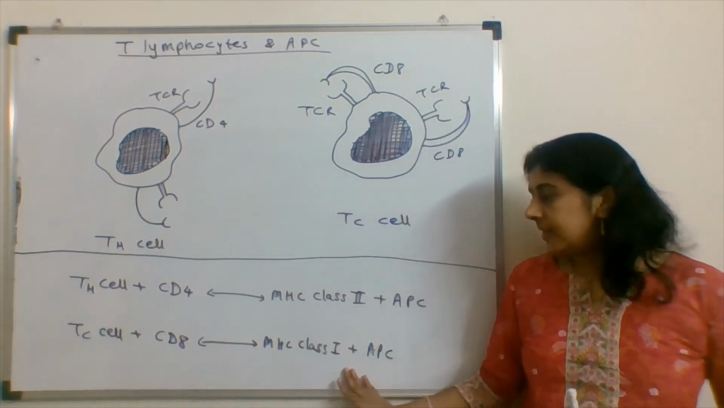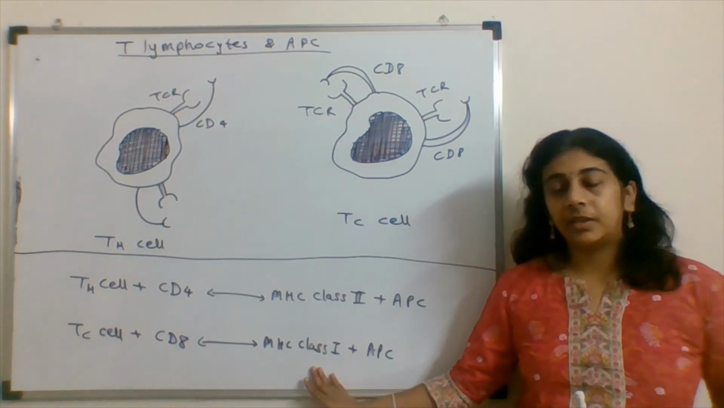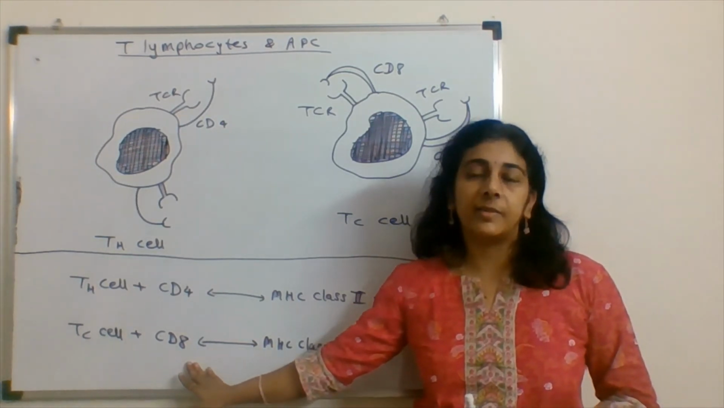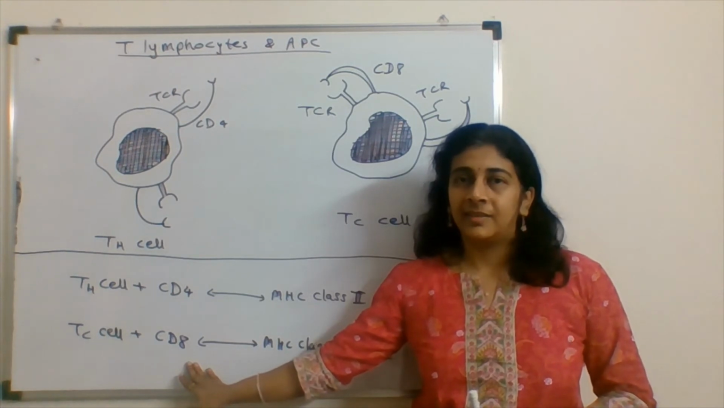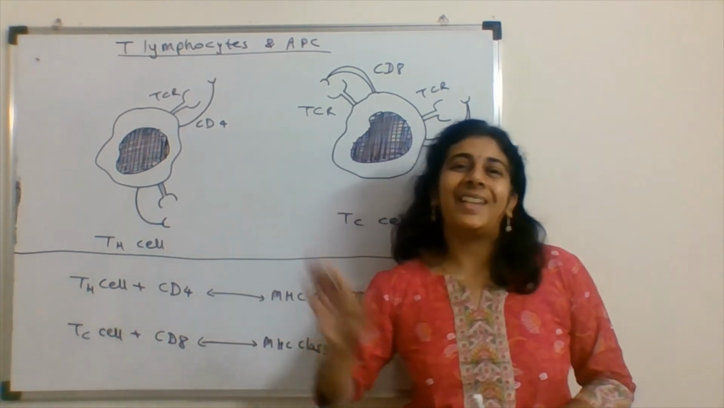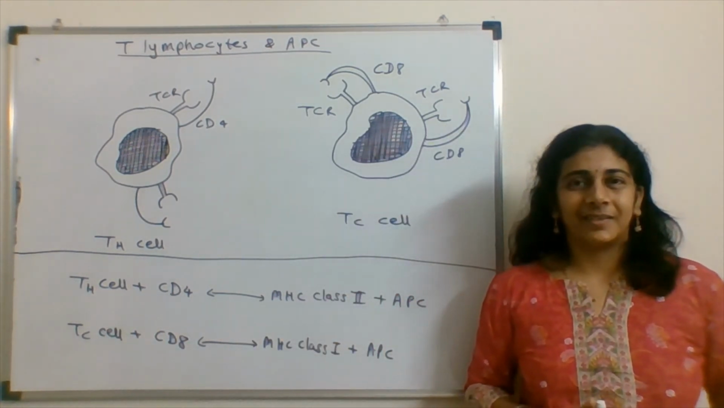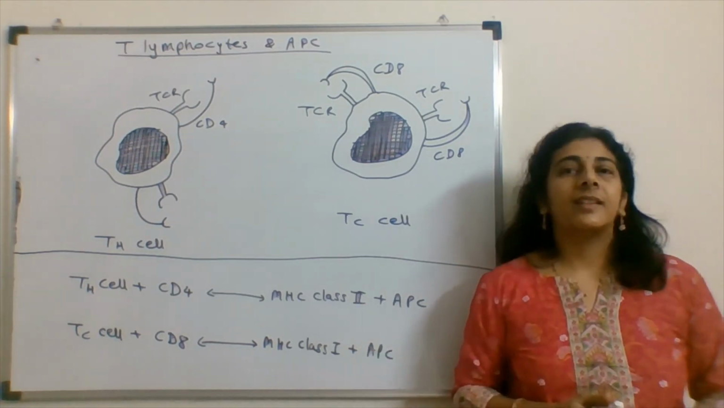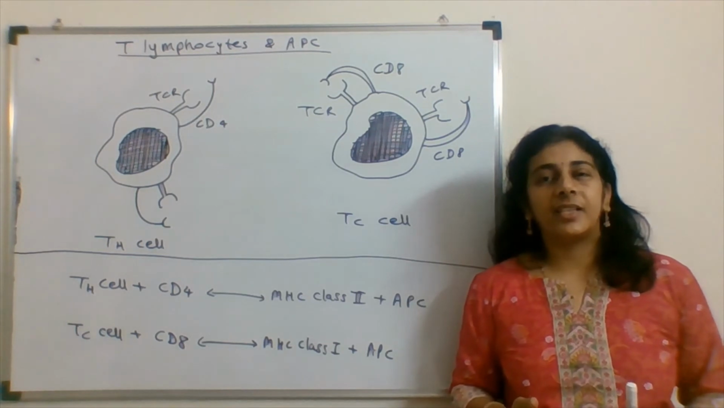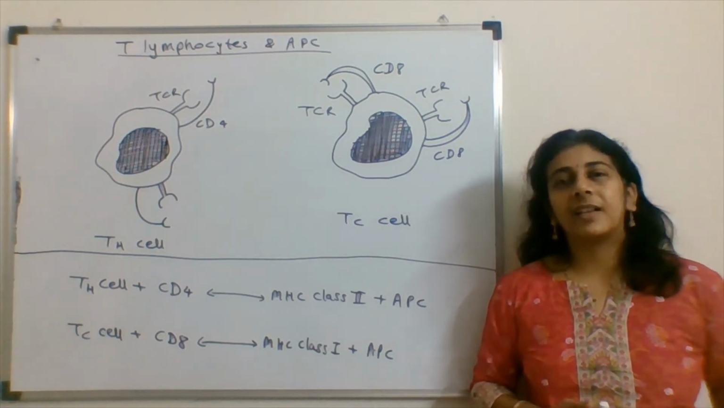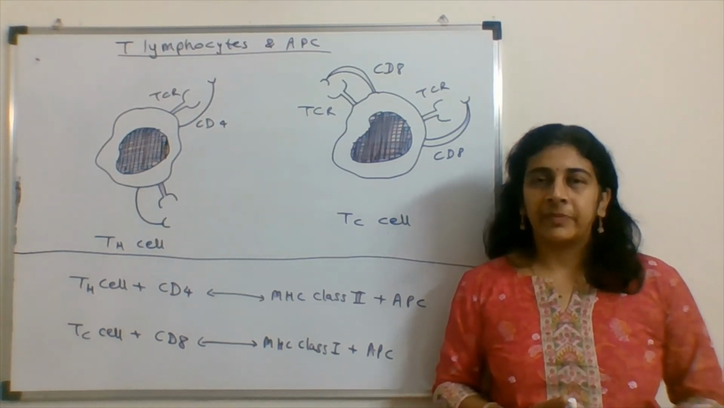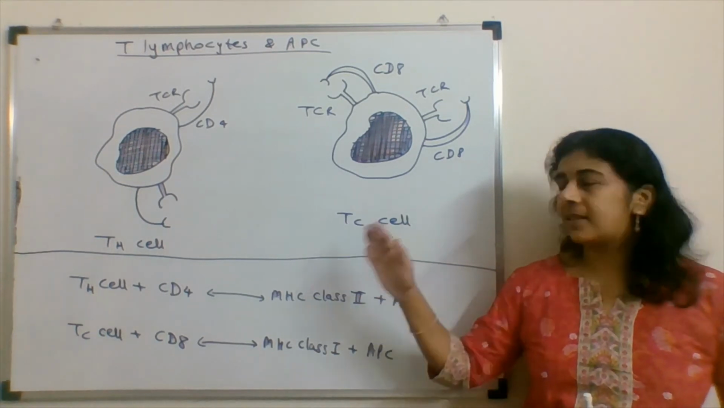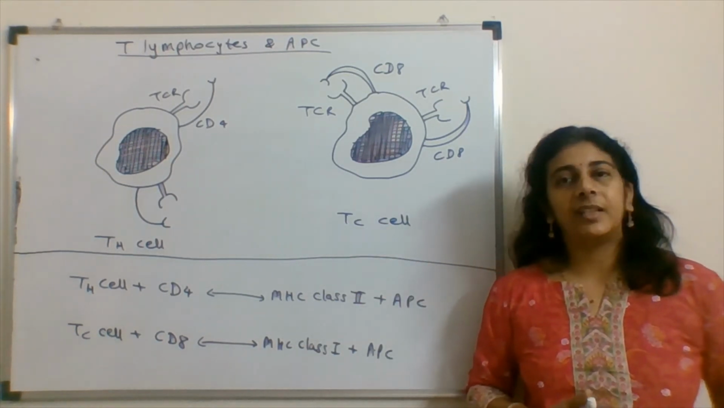Secondly, if the APC has a class 1 molecule, it is going to be recognized by CD8 present on T cytotoxic cells. So after phagocytosis, the APC is going to present the antigen on either MHC class 1 or MHC class 2. And accordingly, the T helper cell or T cytotoxic cell will recognize it.